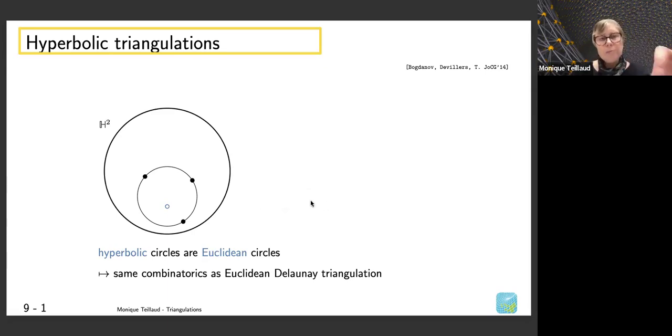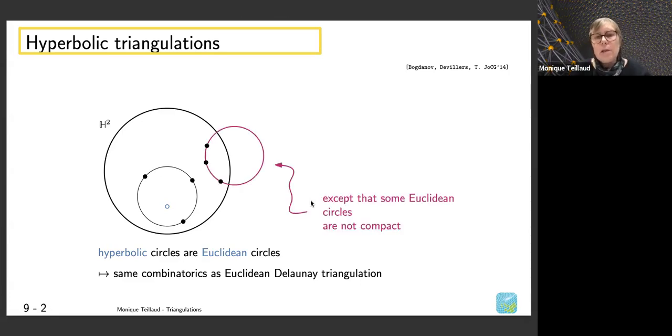And the main property that we are using is that hyperbolic circles are the same as Euclidean circles, but their center is not at the same place. But since we are only using circles and in-circle predicates, we are not computing coordinates. So actually, the combinatorics of the Euclidean Delaunay triangulation gives the combinatorics of the hyperbolic triangulation. So you don't have much to do.